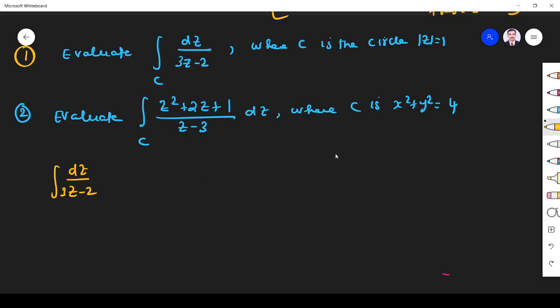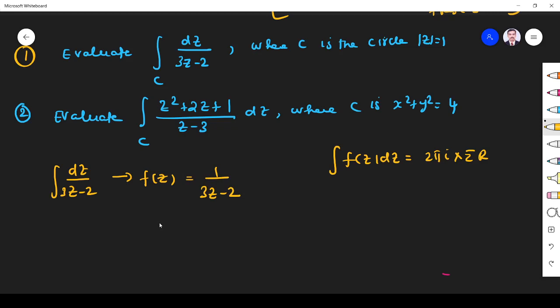What is Cauchy's residue theorem? The integral over C of f of z dz is equal to 2 pi i into the sum of residues, right? So first I have to find the residues of f of z, then I apply this theorem. So what is f of z here? Compare these two equations. f of z is equal to 1 by 3z minus 2. This is my f of z.